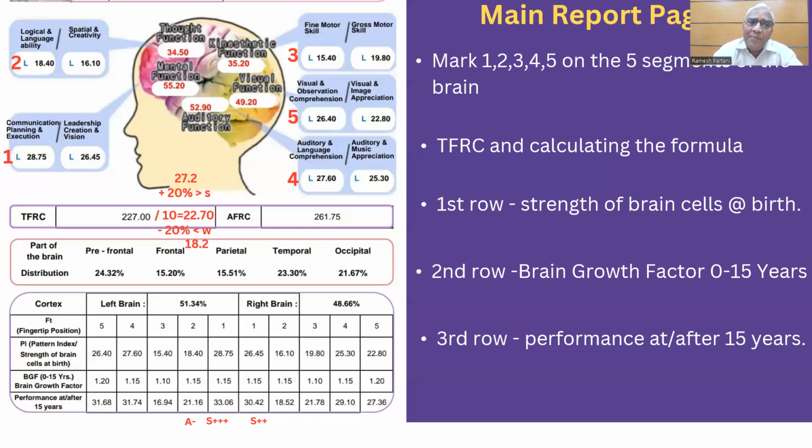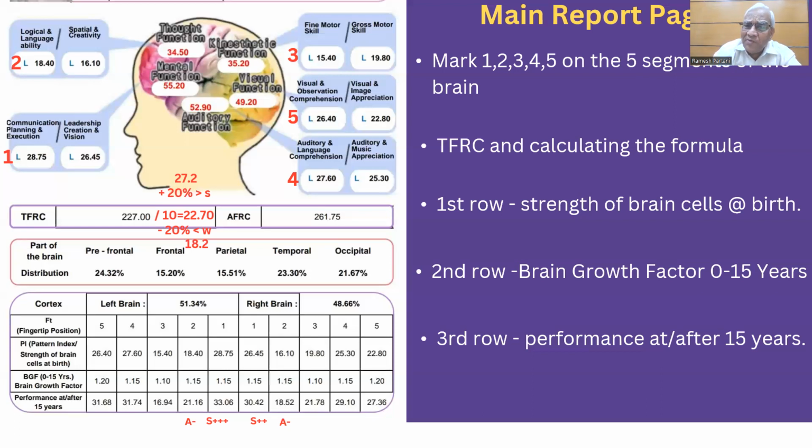The postfrontal right brain, second right, controls spatial intelligence and creativity. Space means place, using space intelligently like architects or interior designers do. And creativity is the ability of the brain to generate new ideas, find new solutions. Now, for this report, it is 18.52, second right. So this is also A minus.